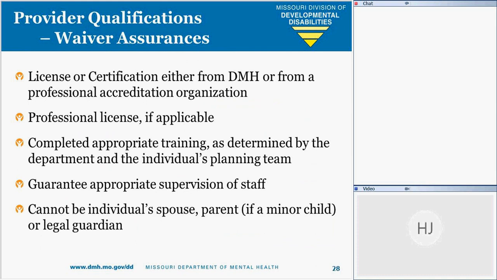Next is our provider qualifications. For provider qualifications, providers go through licensure or certification, either from the Department of Mental Health or from a professional accreditation organization. We want to have that professional license. So your counseling, your therapies, they're required to have that professional license. We will ensure that providers are completing appropriate training determined by the department or the individual's planning team. We have to guarantee that there's appropriate supervision of staff. And the provider cannot be an individual's spouse, the parent if it's a minor child, or a legal guardian.